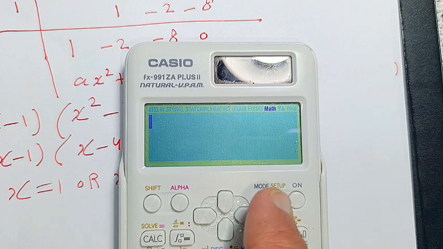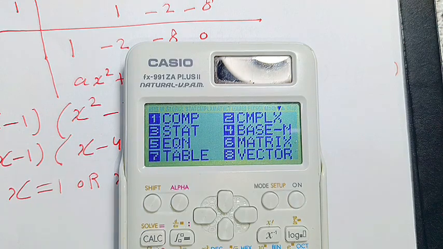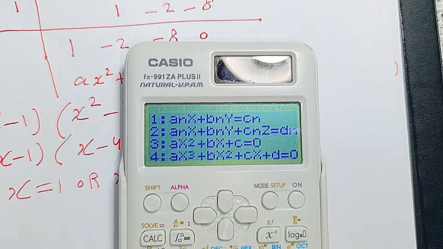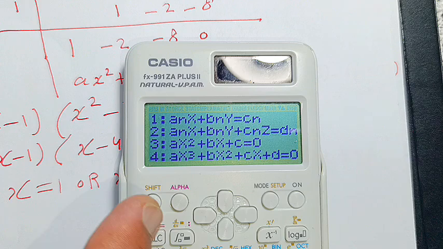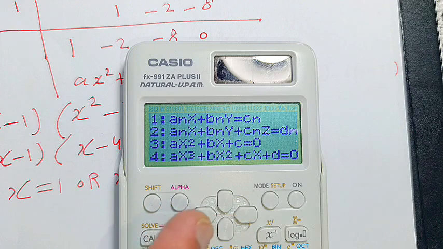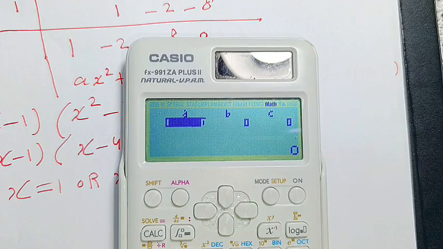I'll show you now. Press mode, and then press number 5, equation EQ, and now you'll find different options, 1 2 3 4. Can you see there are different equations? Number 3 is the quadratic equation. You can solve a quadratic equation also using number 3. I'm going to use number 4, because that is ax power 3 plus bx square plus cx plus d equal to 0, which means you're going to find the x value. So press number 4, because that's for the cubic equation.